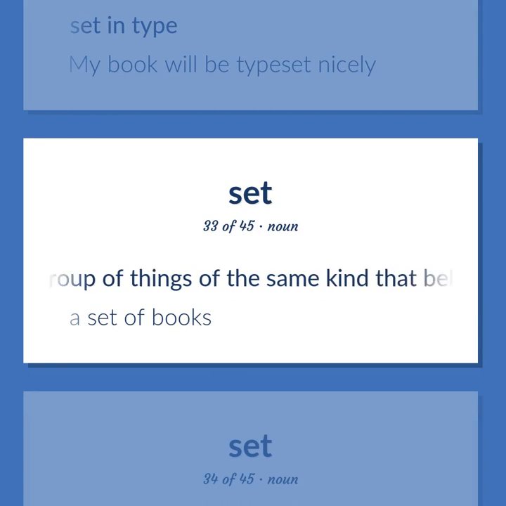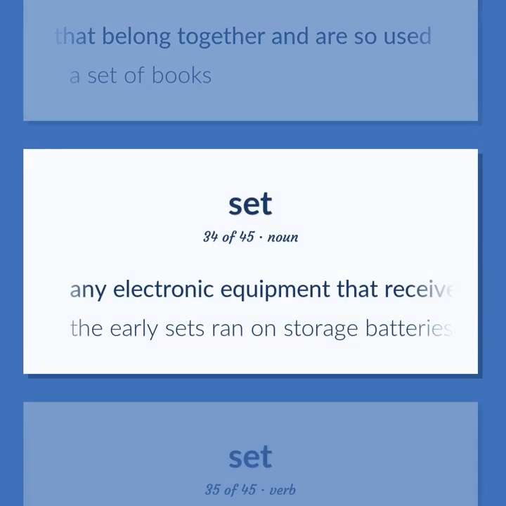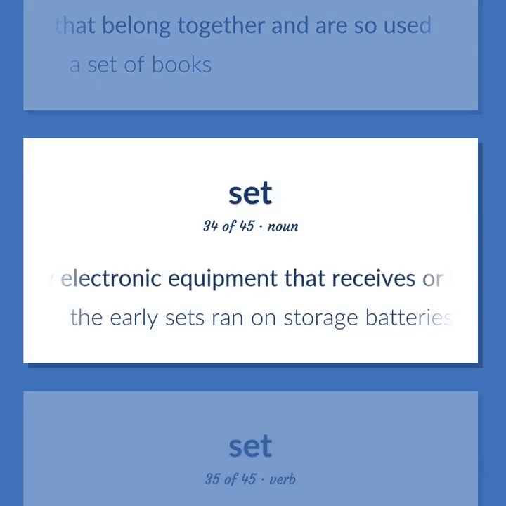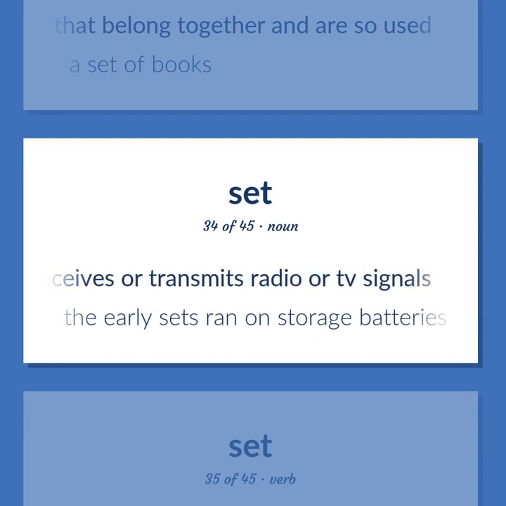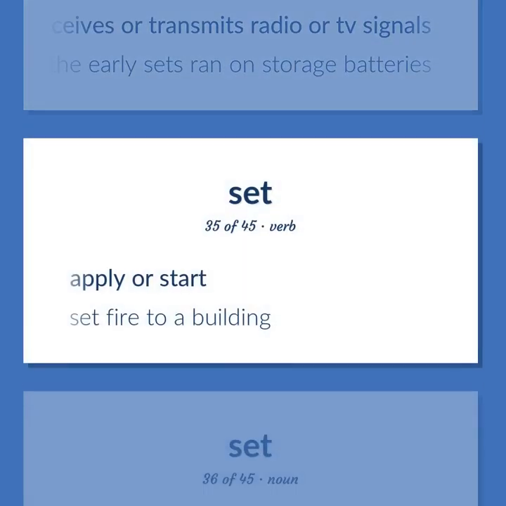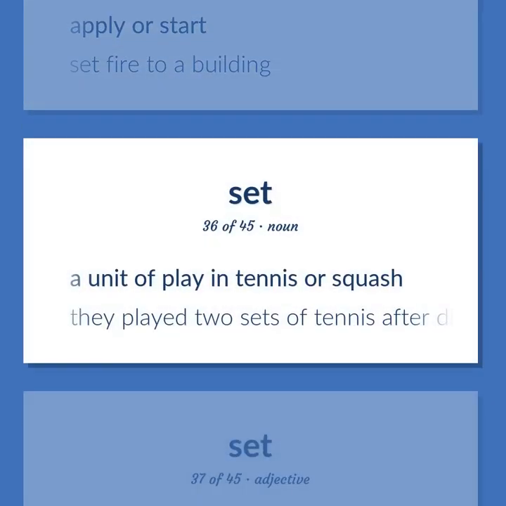A group of things of the same kind that belong together and are so used. A set of books. Any electronic equipment that receives or transmits radio or TV signals. The early sets ran on storage batteries. Apply or start. Set fire to a building. A unit of play in tennis or squash. They played two sets of tennis after dinner.